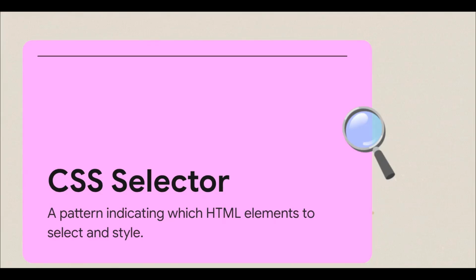So how do we apply these styles? We use a CSS selector. Think of a selector as a highly precise targeting system for your HTML skeleton. It's a pattern that basically tells the browser, hey, go find these specific elements over in the structure and apply this specific visual rule to them. It's how CSS knows exactly what to paint.